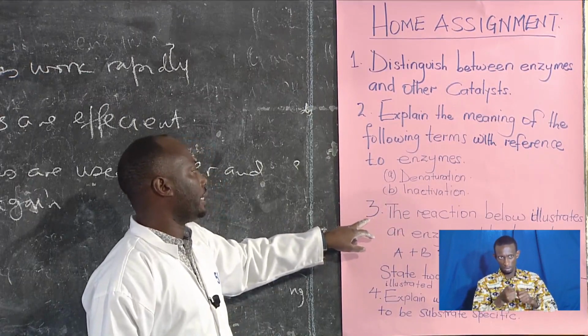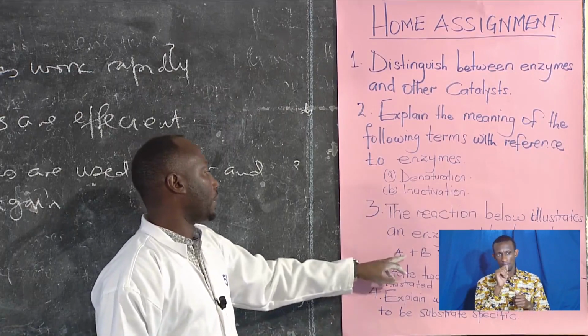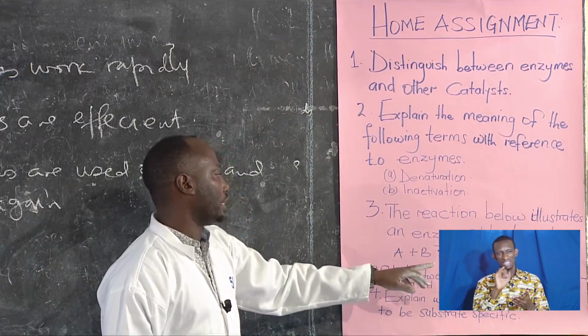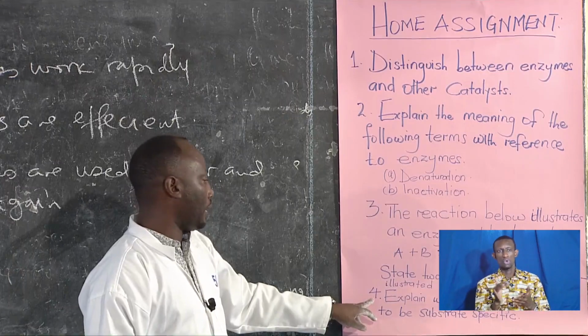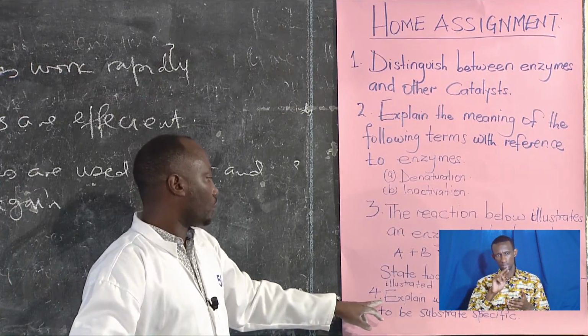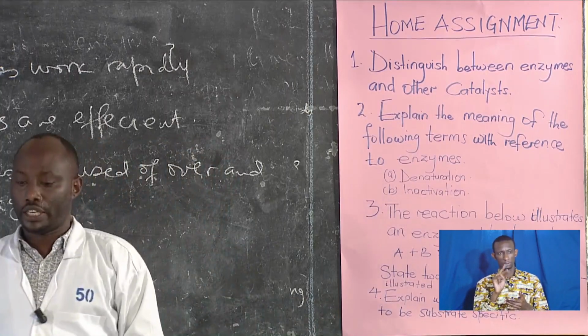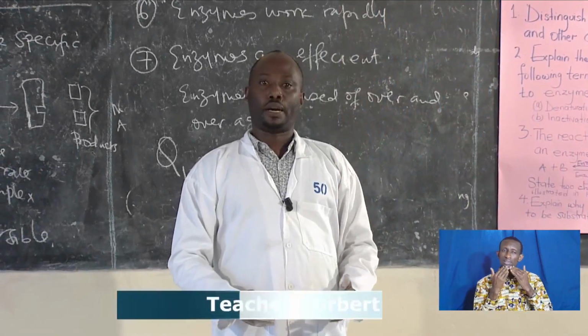Number 3: the reaction below illustrates an enzyme-catalyzed reaction. We have A plus B, with enzyme X, giving C. State 2 characteristics of enzymes illustrated in the reaction. Number 4, the last question, asks you to explain why enzymes are said to be substrate specific. So students, thank you very much for being with me in my lesson today.